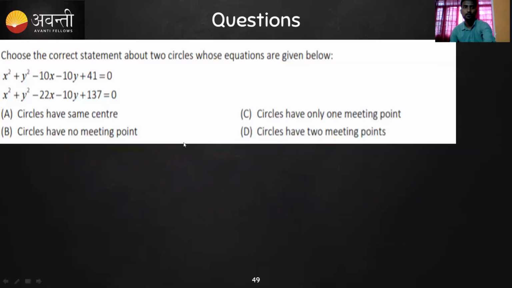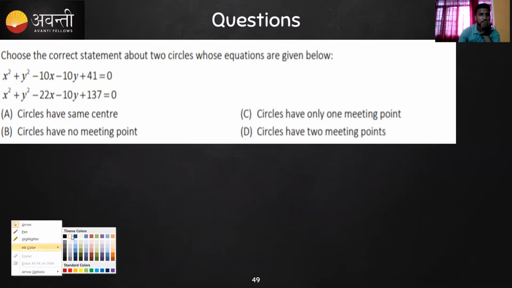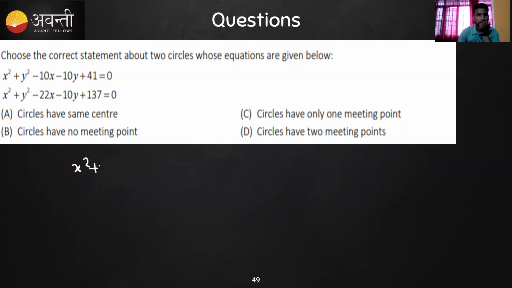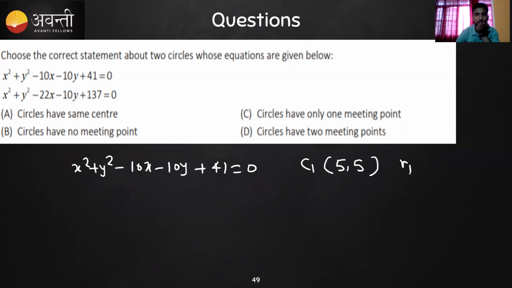Okay, so here you can see x square plus y square minus 10x minus 10y plus 41 is equal to 0, and we have two equations, right? What we can do, so suppose x square plus y square minus 10x minus 10y plus 41 is equal to 0. So just find this C1. So C1 will be what? It will be 5 comma 5, and what will be this R1 value? It will be basically 3.